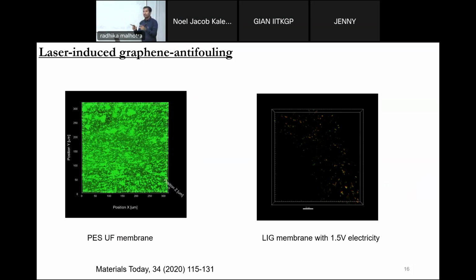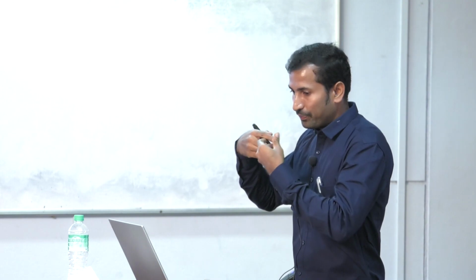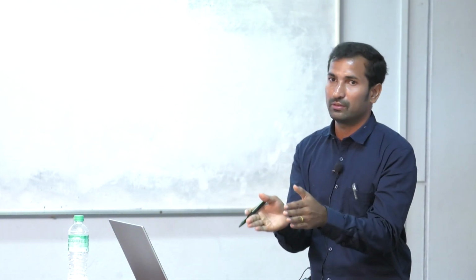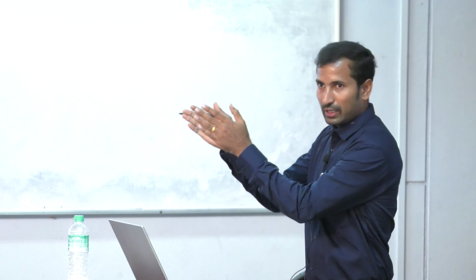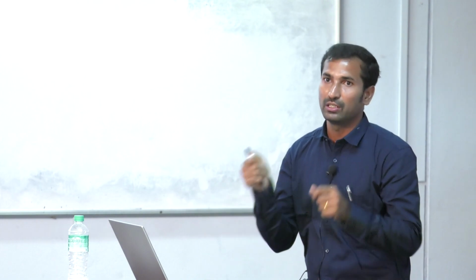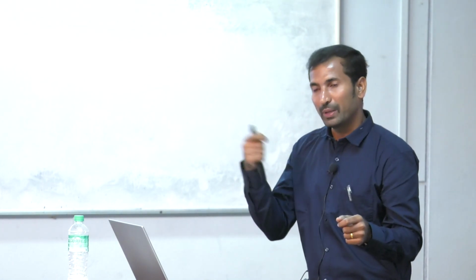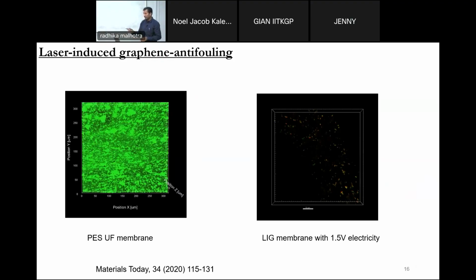Accordingly, we mixed the bacterial culture, then kept on passing the nutrients. We separately studied one control experiment and one electroactive membrane. In this electroactive membrane, we applied certain voltages, so we made it electrically active. Then you see there are only a few colonies attached on this right side membrane. We call it the graphene membrane, laser induced graphene at 1.5 volt electricity.